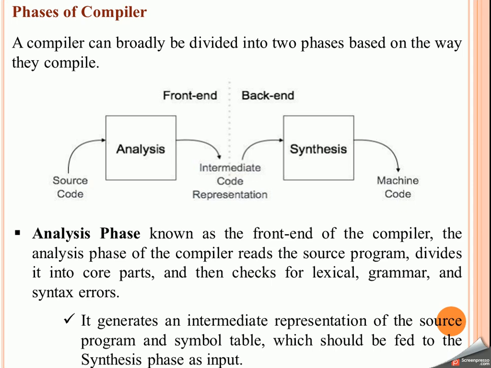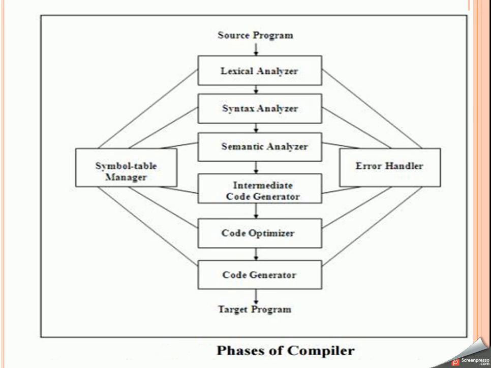Now we'll check what happens in the analysis phase. The source code is taken as an input, and an intermediate code representation, which we also call IR, is generated as the output of the analysis phase. This intermediate representation is fed as an input to the synthesis phase, or the back end of the compiler, and finally the machine code is generated. So this is the broad division of phases of the compiler. However, the analysis phase comprises several passes. If I look at this particular diagram, the analysis phase comprises three important passes.